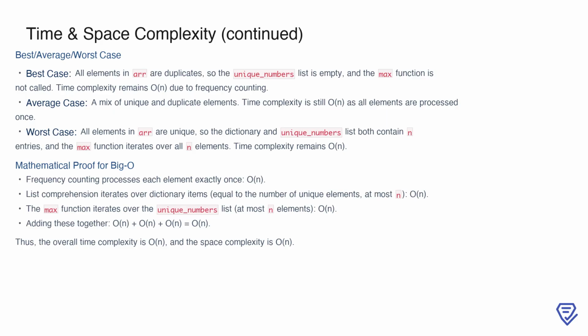In the worst case, all elements are unique, which means the dictionary and unique numbers list both contain n entries, and the max function iterates over all n elements. Even in this scenario, the time complexity stays O(n). Mathematically, summing the individual time complexities O(n) for frequency counting, O(n) for list comprehension, and O(n) for finding the maximum confirms that the overall time complexity is O(n). Similarly, the space complexity is O(n), dominated by the dictionary and the list. This efficiency makes the solution robust across all cases.